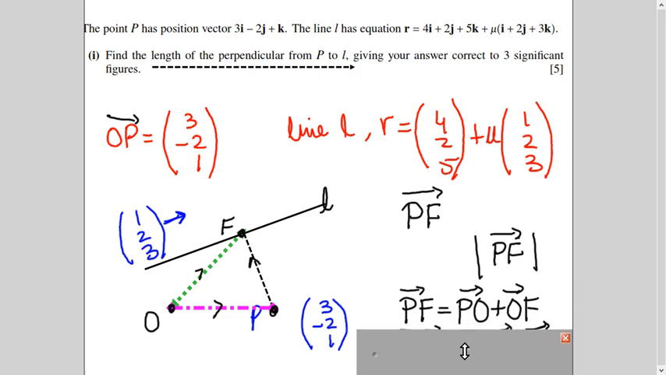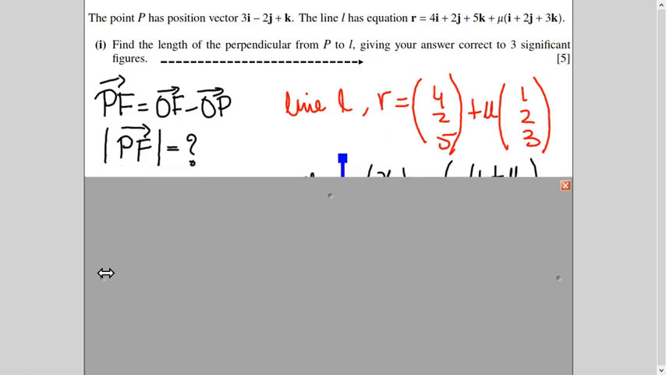Now, what is PF? If I look at it, PF is equal to PO plus OF. We know it from the concept of vector. Now, PF is equal to minus OP, plus OF, because I know OP. So after this, I can substitute OP. Now let's see what is OF, because once I have OP and OF, only then I can find PF. OP I have, but let's find OF.